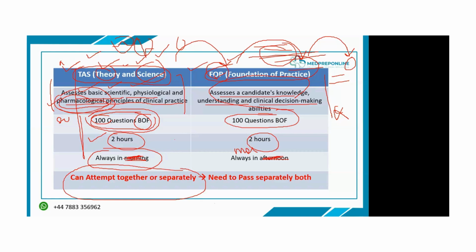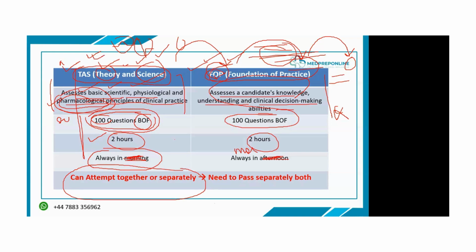It's all your choice. It is possible to attempt them separately, and it is also possible to attempt them in one day. If you book both of your exams, suppose the next exam is in February and you book both FOP and TAS, then on that exam day you will take your FOP examination in the morning and your TAS examination in the afternoon.